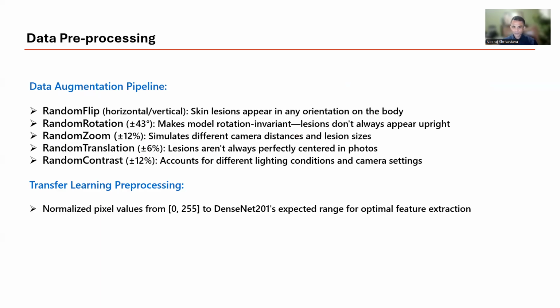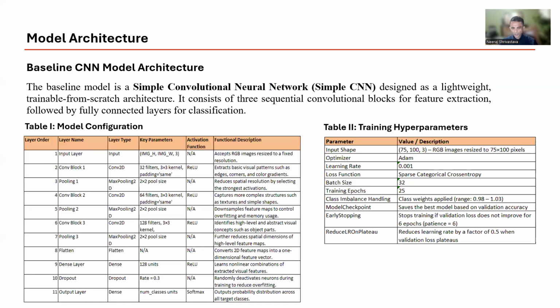And then for transfer learning models like DenseNet, MobileNet, Inception, it's important to normalize the pixel values from the 0 to 255 range to the range DenseNet expects, for optimal feature extraction. Now, talking about the model architecture, I started off with a baseline model architecture.